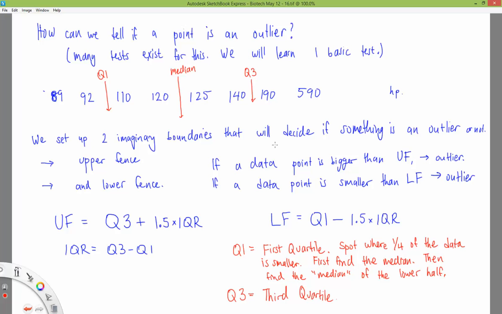Okay, so what is the value of Q1? I would have to take the average of 92 and 110. So I would do 110 plus 92 divided by 2, and I would get 101. So my Q1 is equal to 101. Is that okay with everyone? Okay. So can anyone tell me what Q3 is equal to?